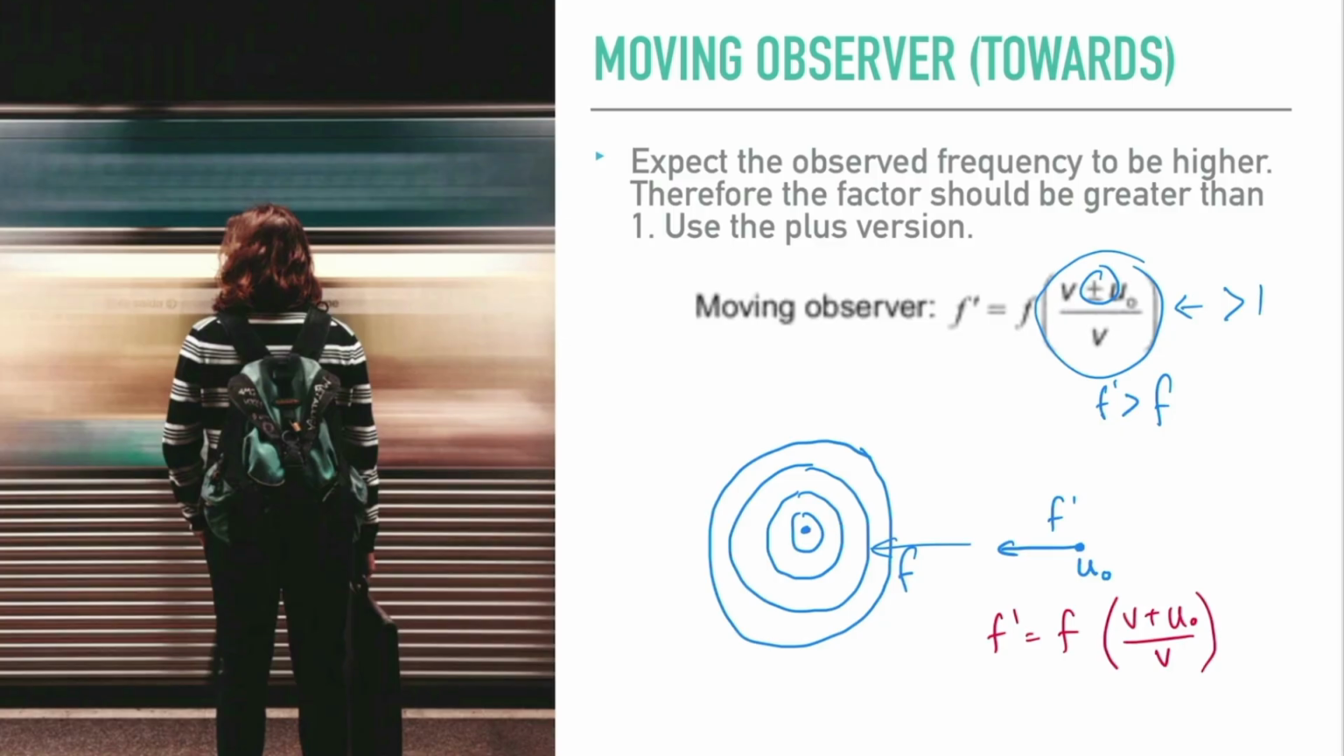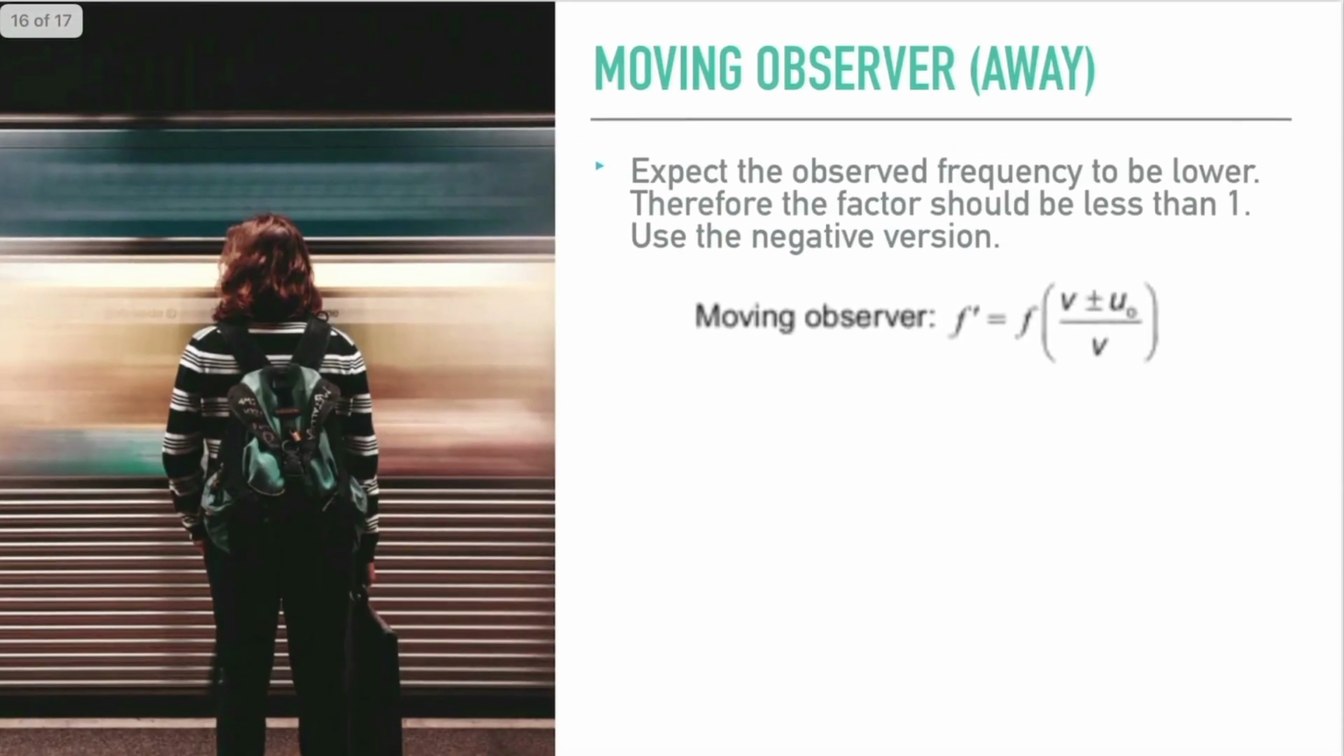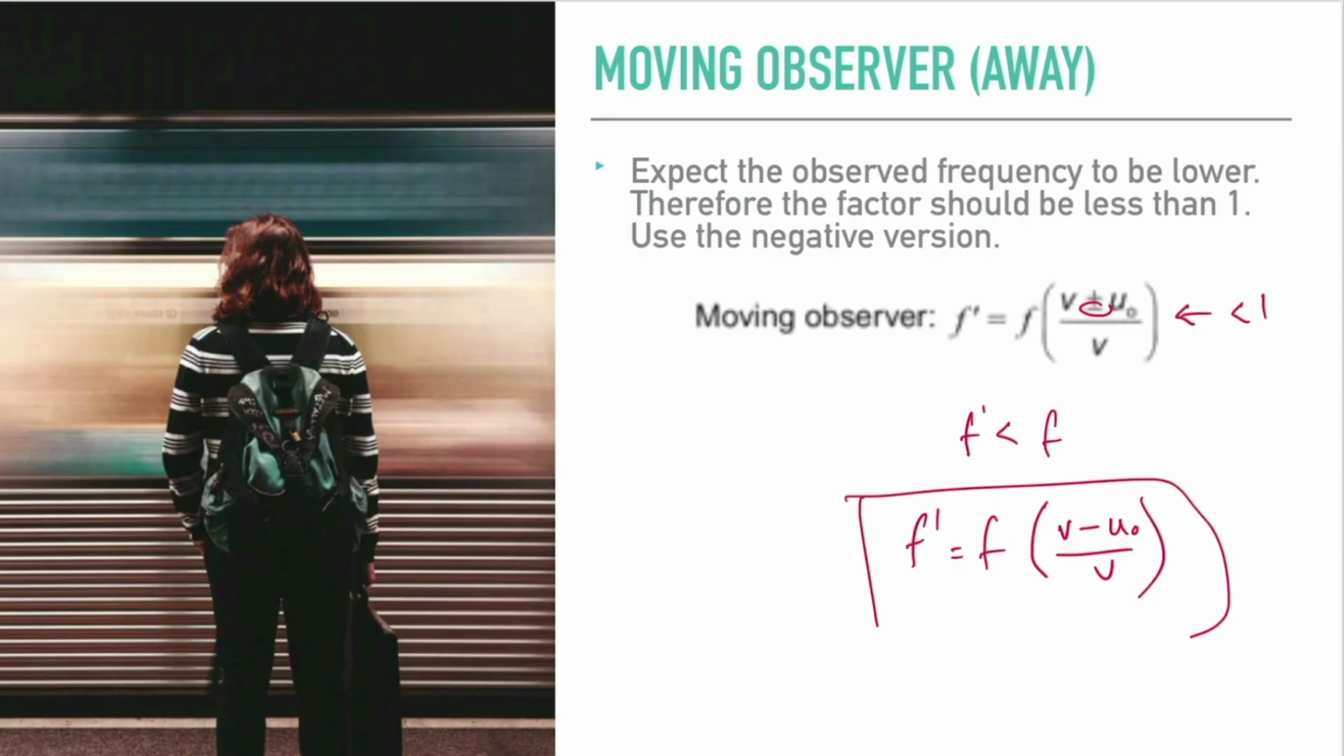And you guessed it, the last one here, if we have a moving observer away from the source, then this factor here has to be less than 1 because the f dash has got to be less than the original. So that means this has to be the negative, so f dash equals f v minus u-o over v, and that's your equation for that.